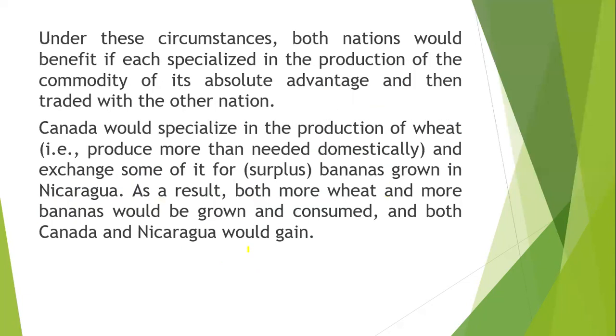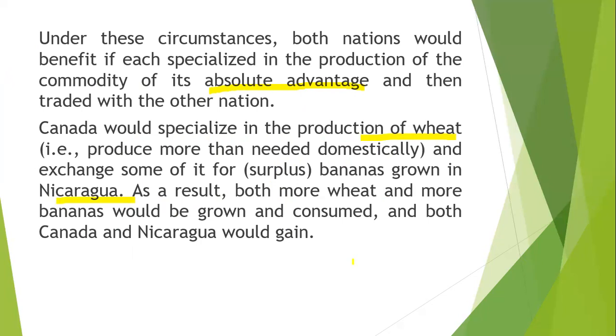Under these circumstances, both nations would benefit if each specialized in the production of the commodity of its absolute advantage. So if each nation specializes in the production of the commodity of its absolute advantage, then both nations will benefit. Canada would specialize in the production of wheat. So in this example, Canada will specialize in the production of wheat, and Nicaragua will specialize in the production of banana. And both countries then can exchange these commodities.